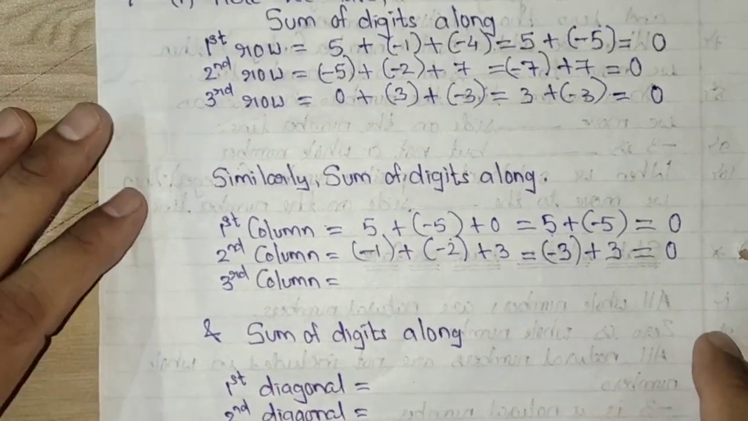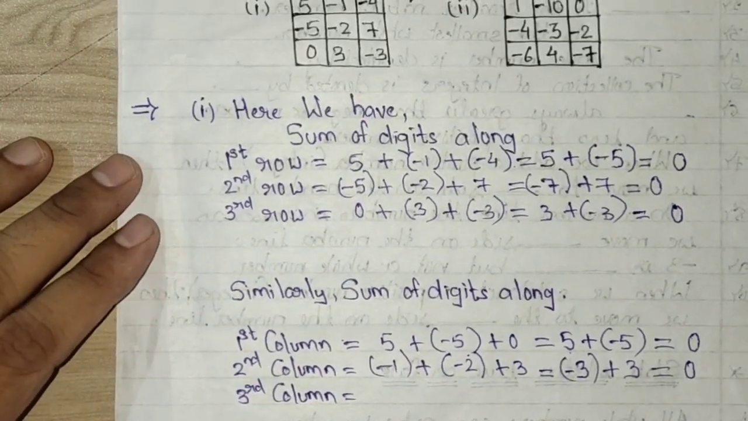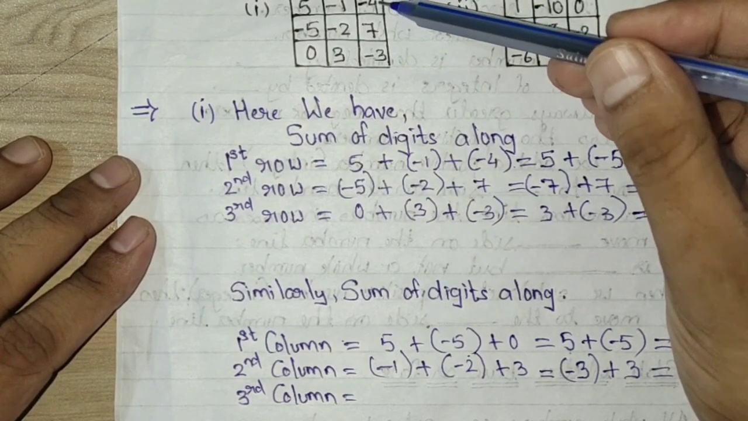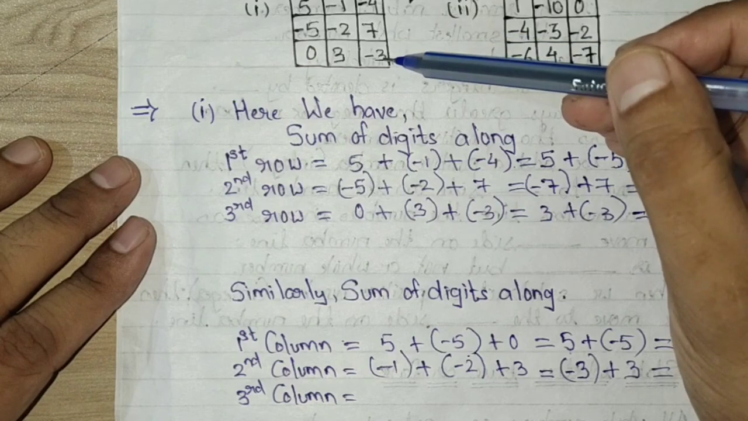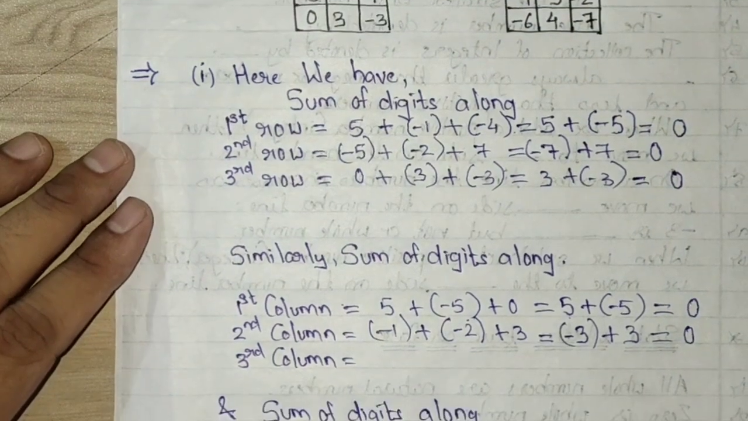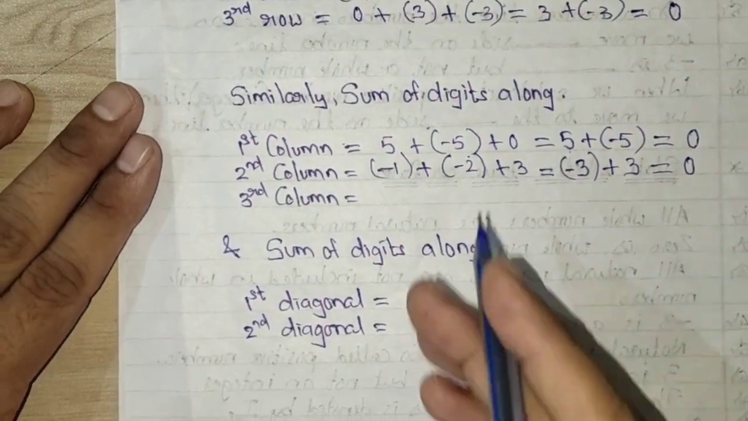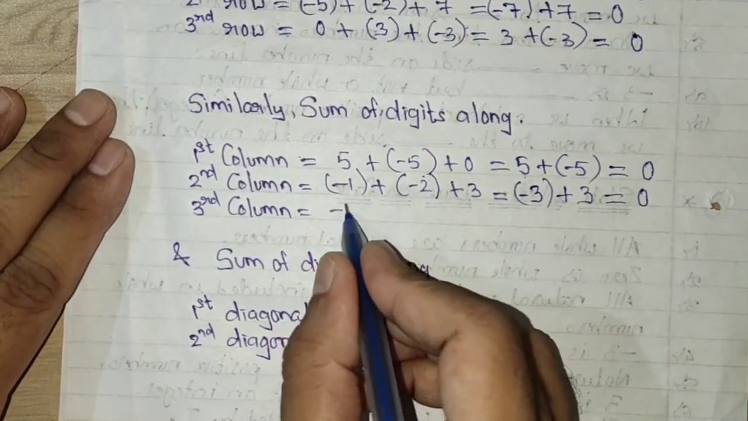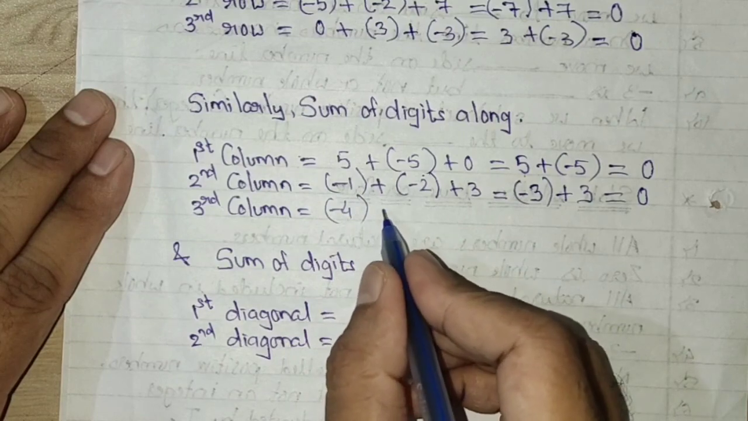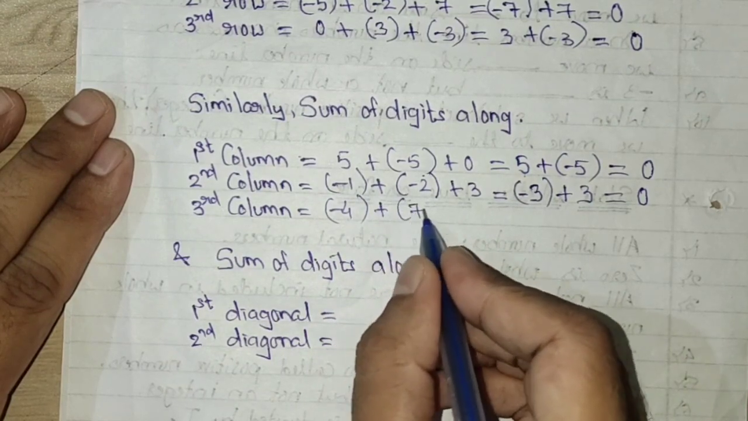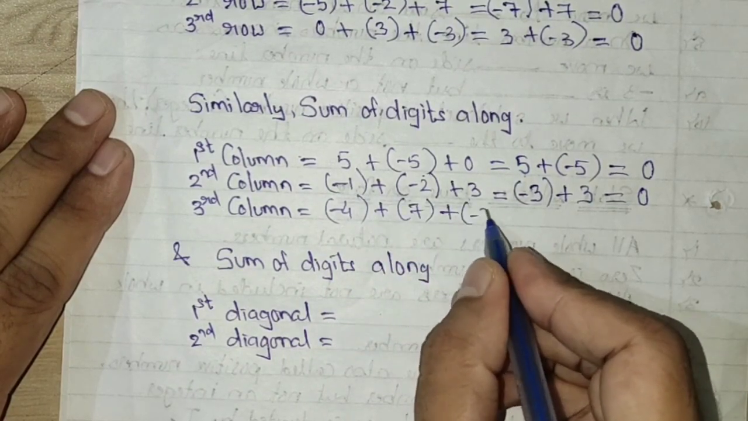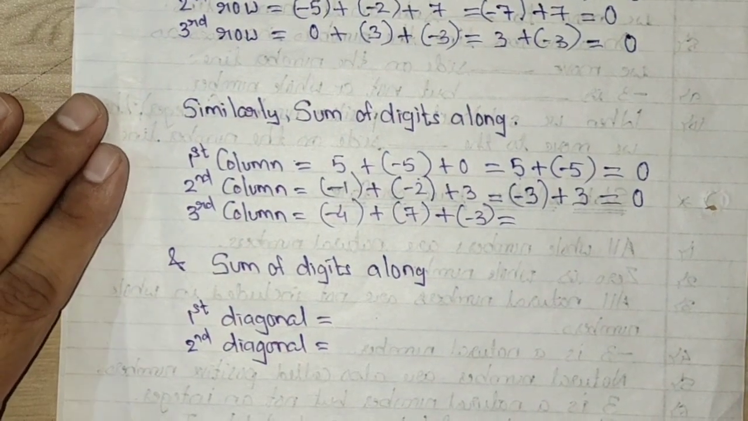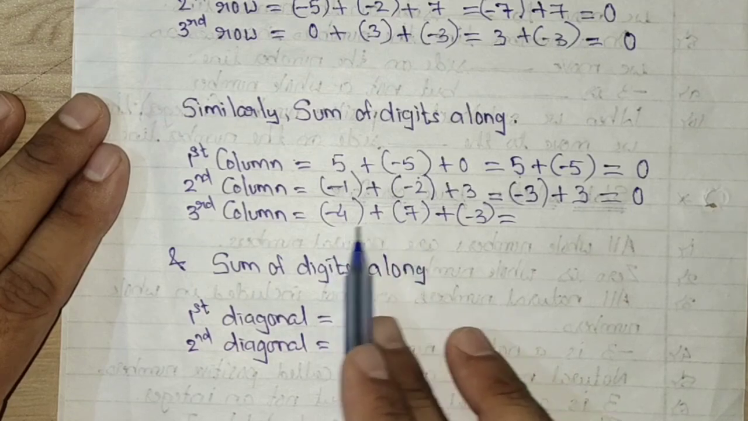Now let us move to the third column. Let us see which numbers are given in the third column. Third column, it is minus 4, 7 and minus 3. So let us write minus 4, 7 and minus 3. Minus 4 plus 7 plus minus 3. Again, students, let us first do the addition of these two integers.